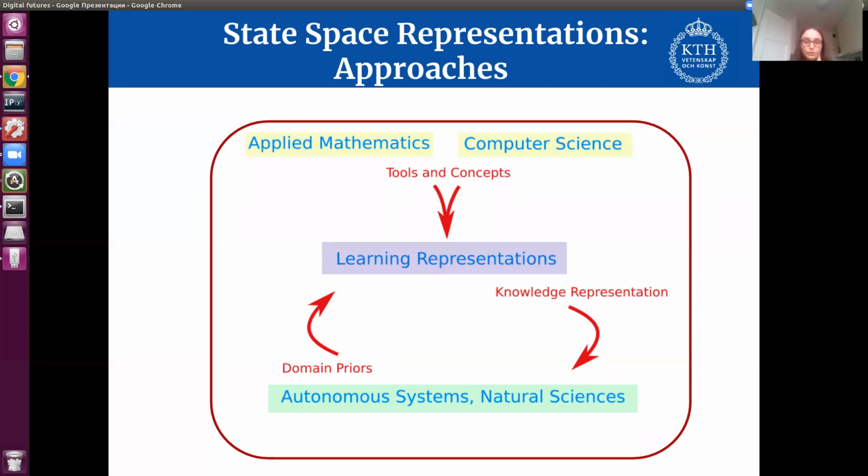So for me personally, it's important to find a good way to represent states by basically using domain priors about the task that we know, with the data that comes from the real world. So yeah, in the rest of my talk, I will talk about how exactly and what kind of priors we can introduce using concepts from applied topology and computational geometry.